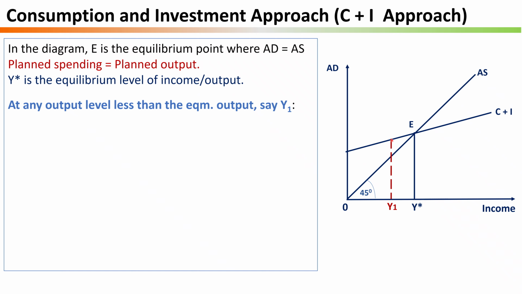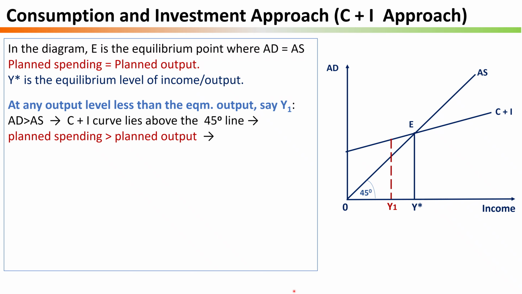That is, AD is greater than AS. Now, when AD is greater than AS, it implies that planned spending of the households is greater than planned output of the firms. This will lead to an unplanned decrease in inventories of the firms because the producers now will take out goods from their inventories and sell them in the market to meet the high demand.